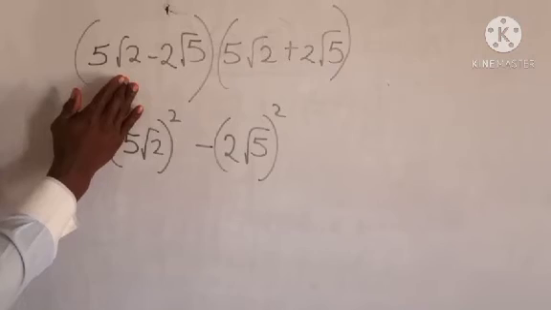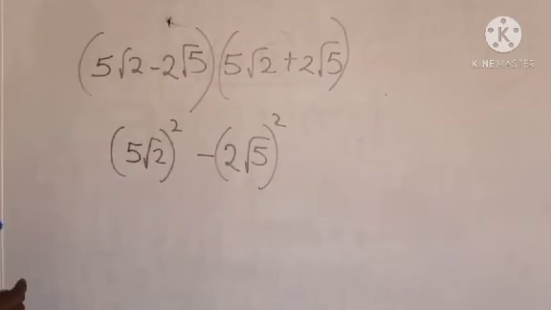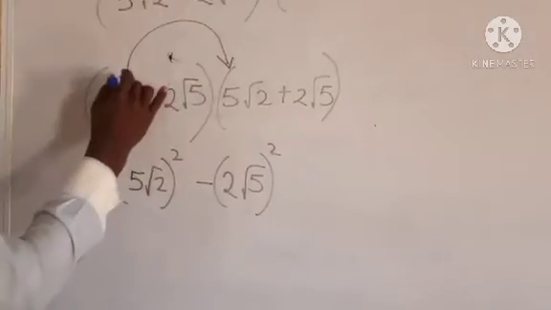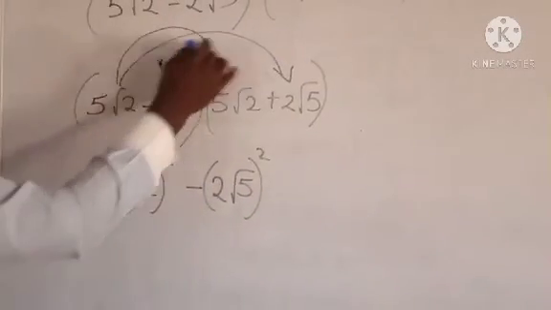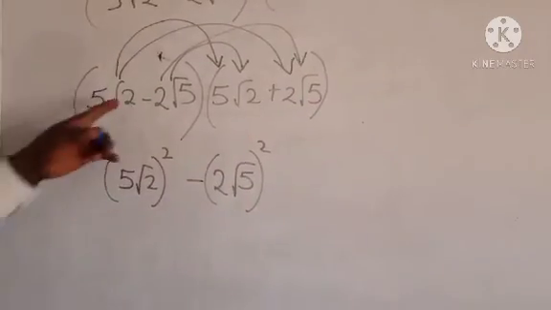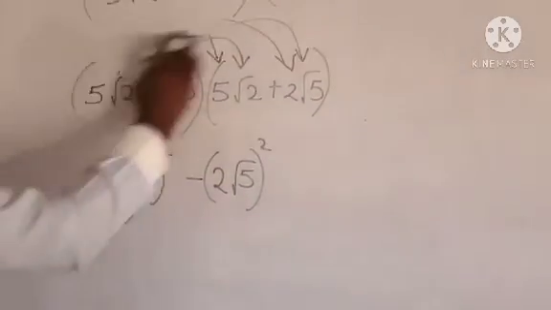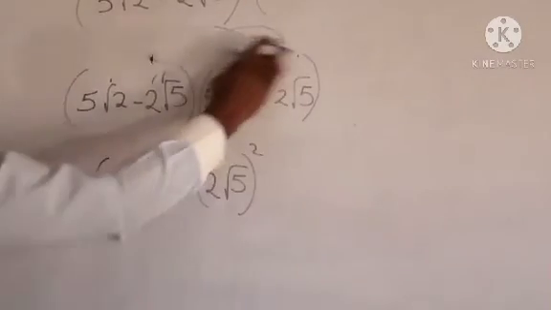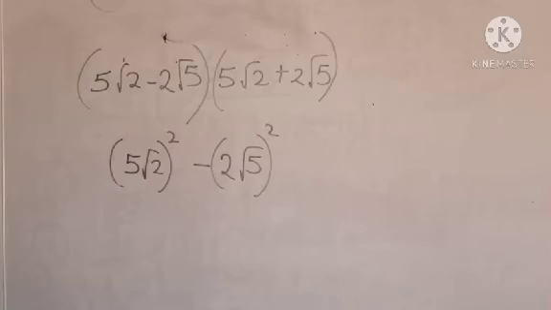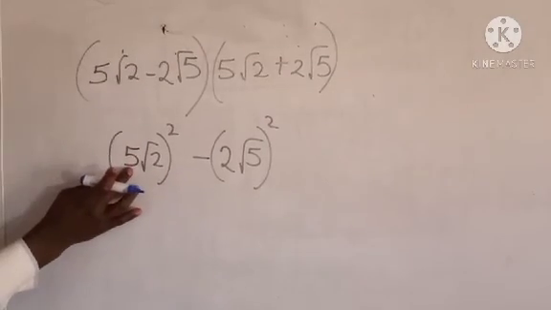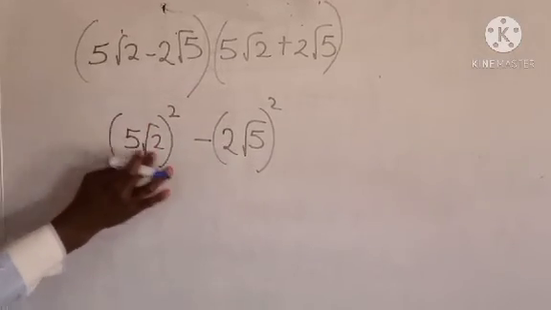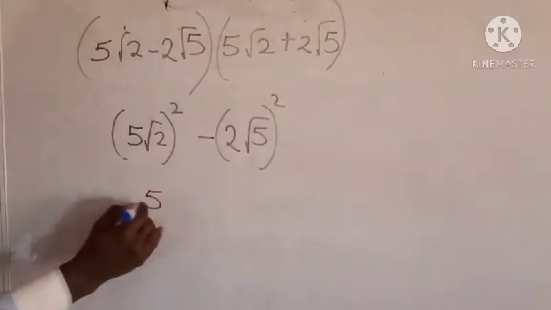Because they are conjugates. If they are not conjugates, then you'll be forced to take the usual expansion, multiplying this, this, this, and this by this. But because they are conjugates, you don't need to do this again. Having seen that they are conjugate surds, all you need to do is take the square of each. So this becomes 5 times 5, 25. Root 2 times root 2, 2. So 25 times 2 gives 50.